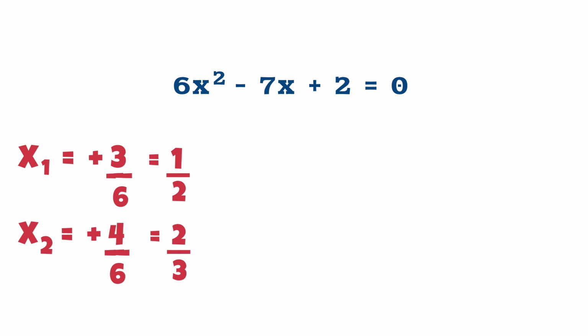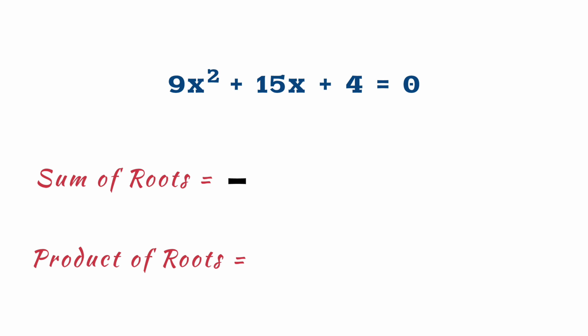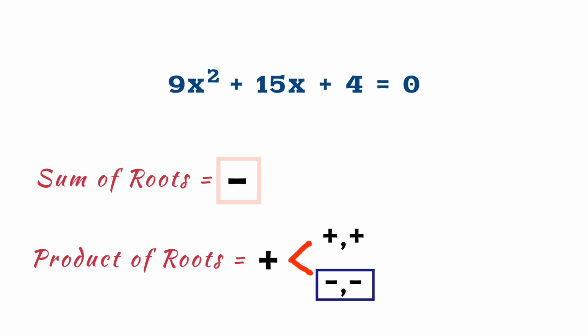Once you have understood this, let's see how this works on negative rational roots. Equation given is 9x square plus 15x plus 4. In this case, sum is negative and product positive. As I've said, positive product can mean both roots positive or negative. Since the sum is negative, both roots have to be negative.